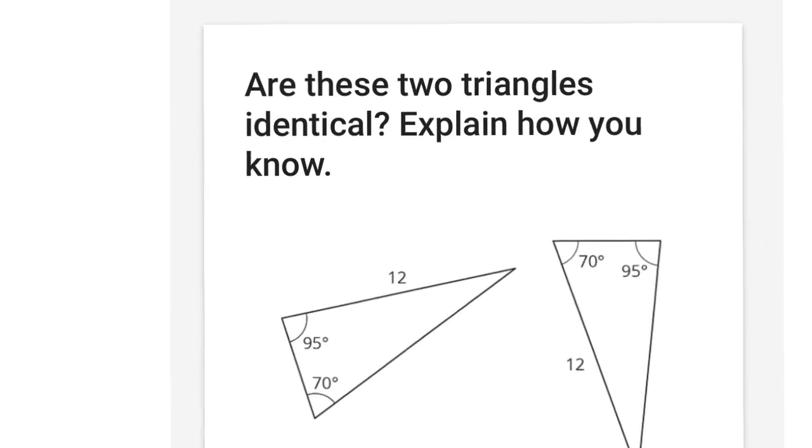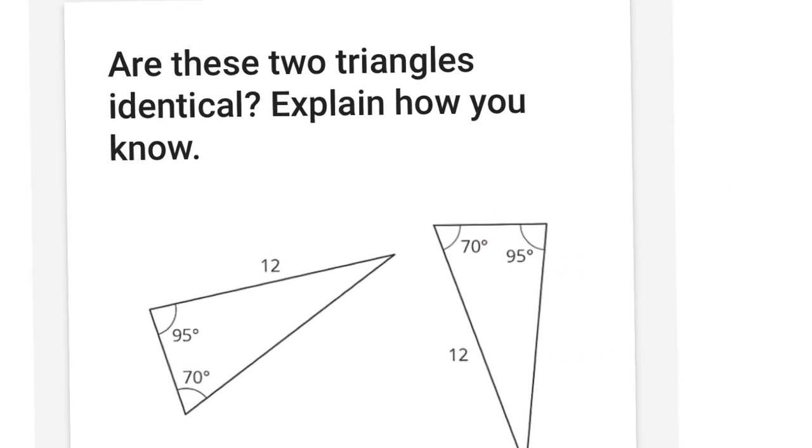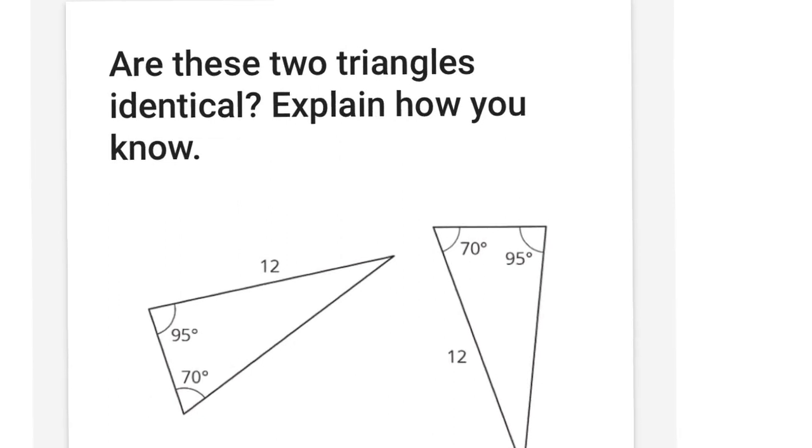Explain how you know. So we're going to take a look at where the angles are and where the sides are. And if the angles and the sides are on the same spot, then they are probably identical. So we've got here angle 95. Here's angle 95. Then we have our angle 70. And here is the angle 70 on the other triangle. Then we've got the side that is 12 here and the side that is 12 here.